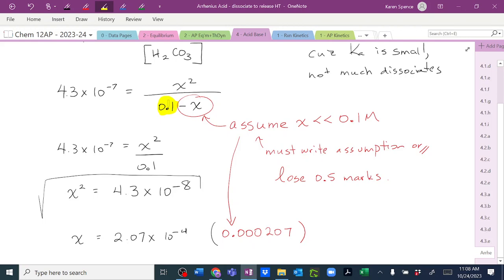Oh, dang. Okay. Let me try squaring that. 4.3 times 10 to the negative 8. What? What are you guys getting? Show me what you did.